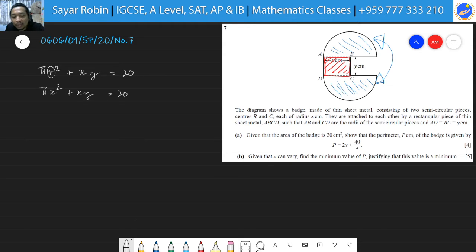Why are we doing it like this? Because we need to show the perimeter P of the badge is given by P equals 2x plus 40 over x. The main thing is that now we are finding the perimeter. Before we find the perimeter directly, we are going to find the y value in terms of x. That's why we are doing this.